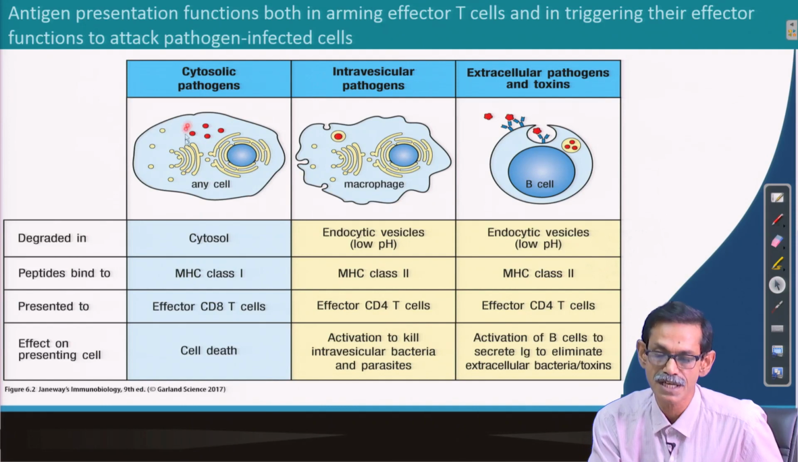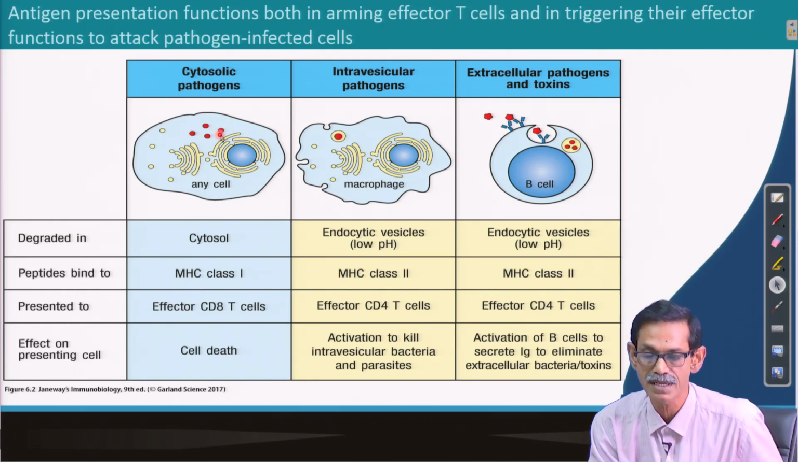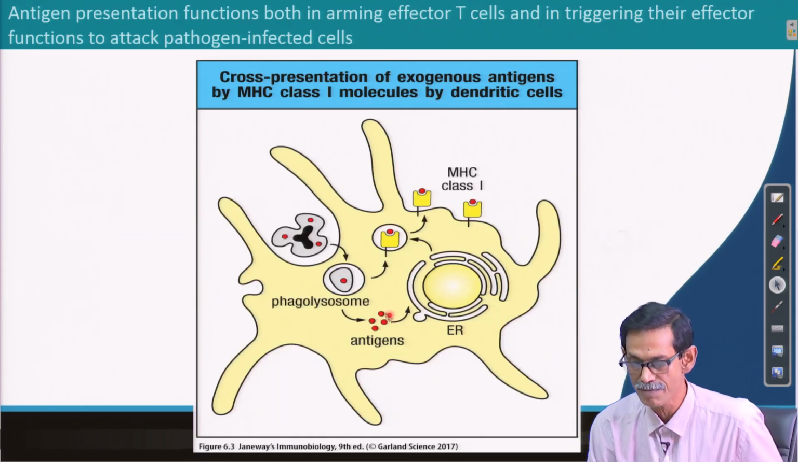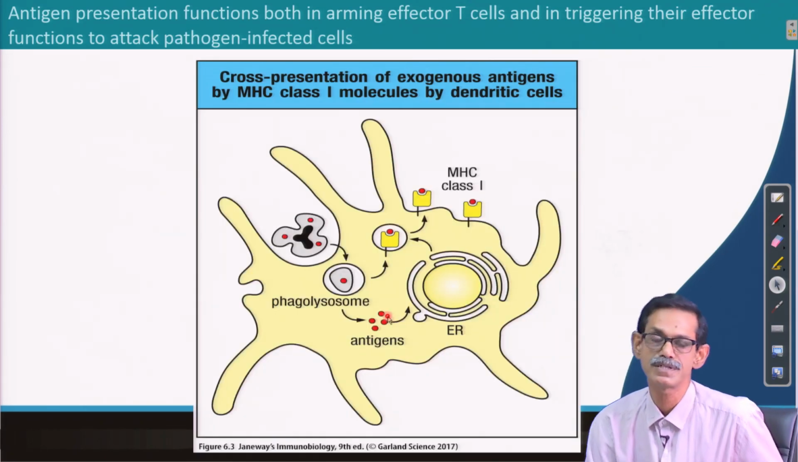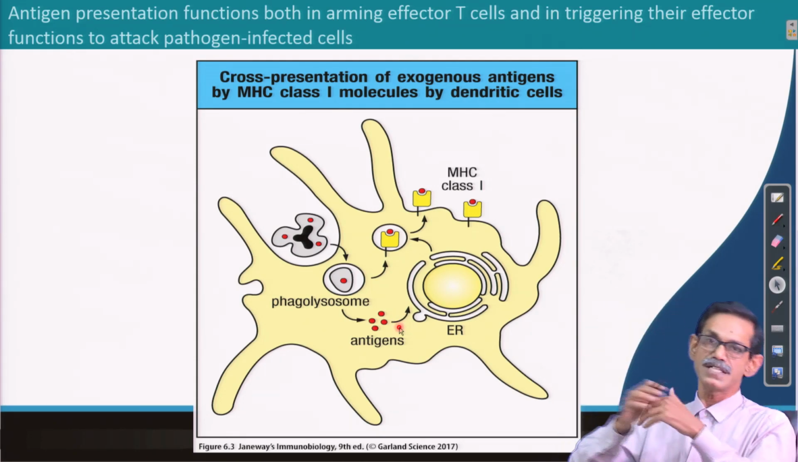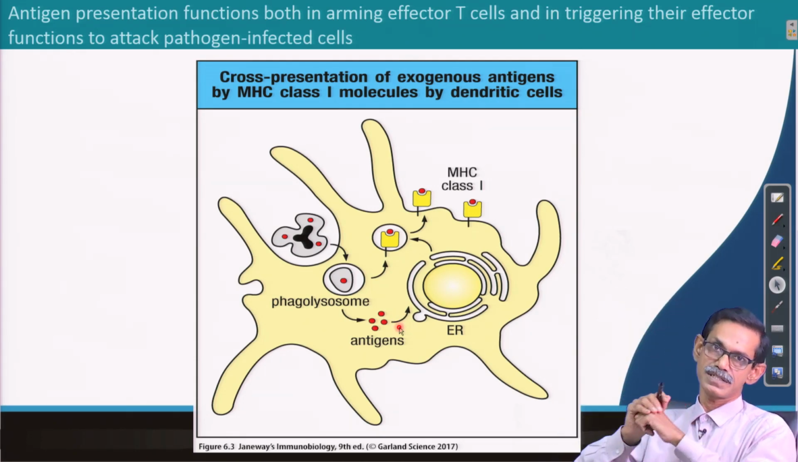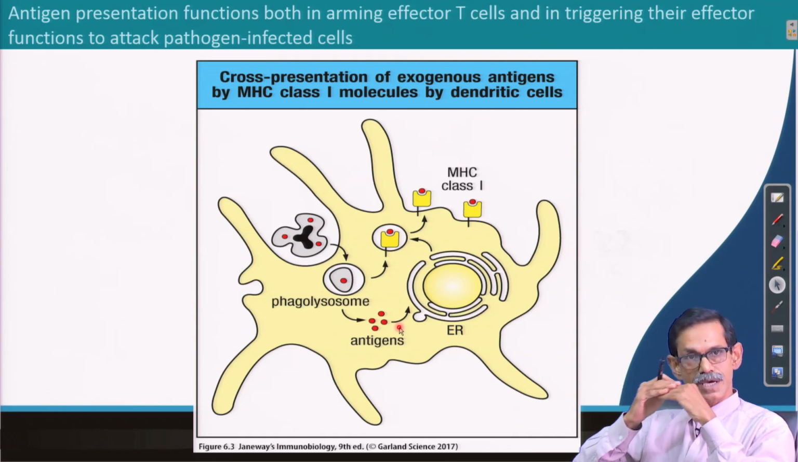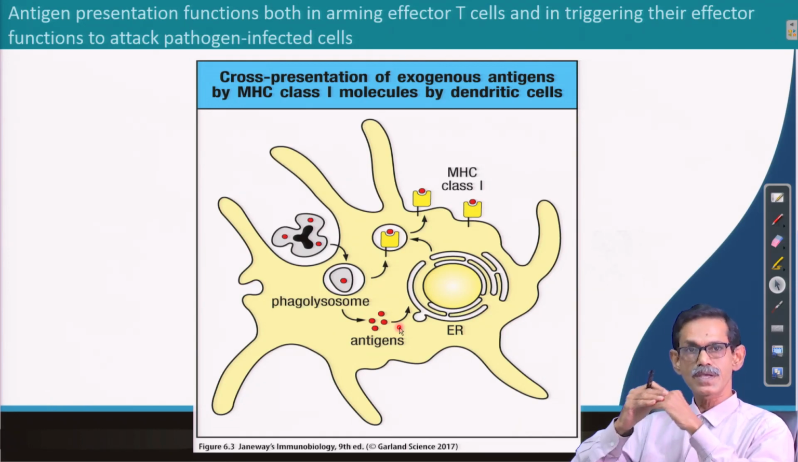So, this is like a cytosolic pathogen. A cytosolic pathogen growing inside the cytosol, and if this same thing comes again into the cytosol, it will be treated the same way. It will take the normal path. That is called cross presentation. So, I am just repeating it again.